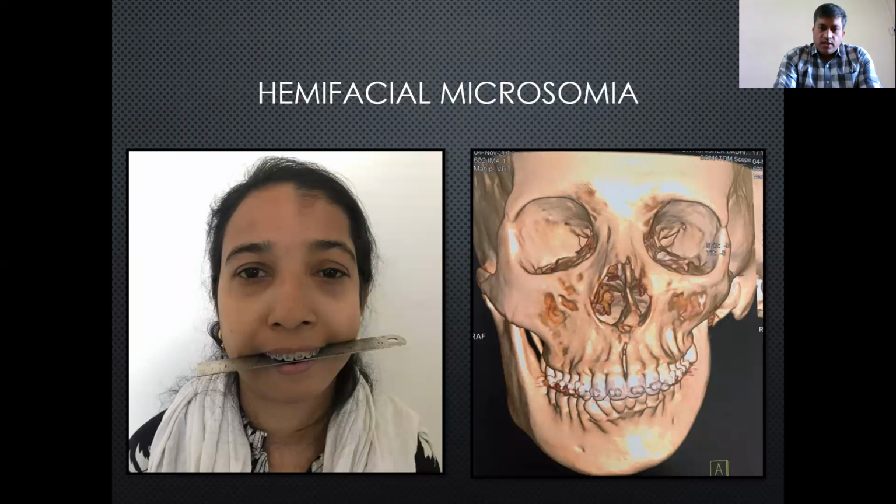So here is a young girl with hemifacial microsomia of the left side. Now, what you can notice here is that there is severe occlusal cant. There is shortening of the ramus on the left side. The length of the ramus on the right side is normal. And there is subsequent shortening of the mandibular alveolus on the left side as compared to the right side.